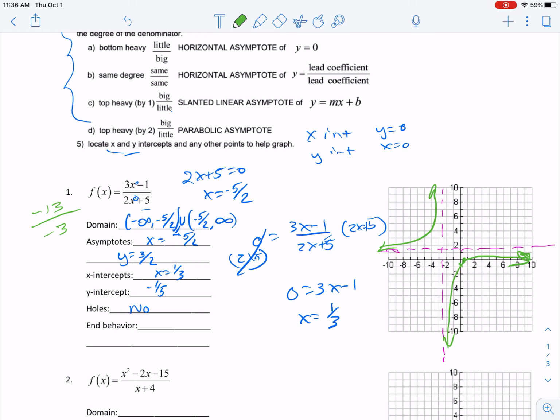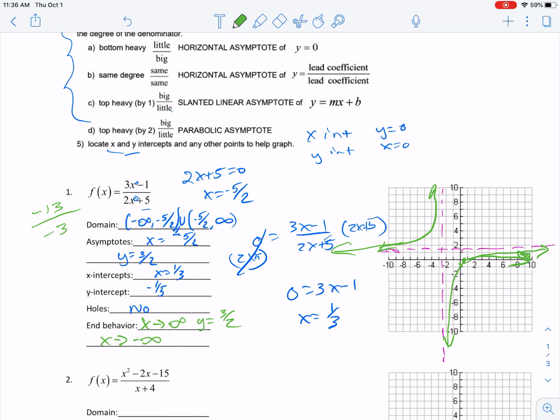Now my end behavior: x is going to infinity, my graph is getting closer and closer to that horizontal asymptote. And when x is going negative, it's also getting close to it. So it's going to approach 3/2. That's all there is to it. Okay, let's do another one.